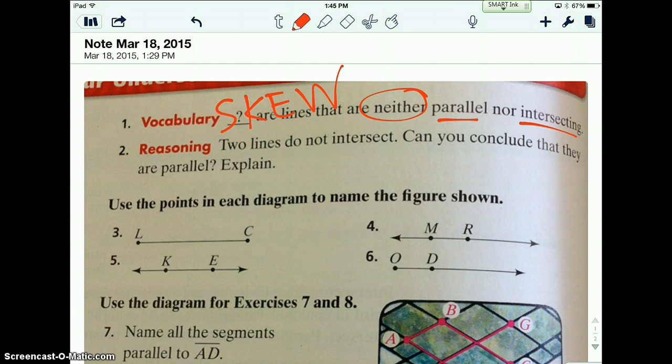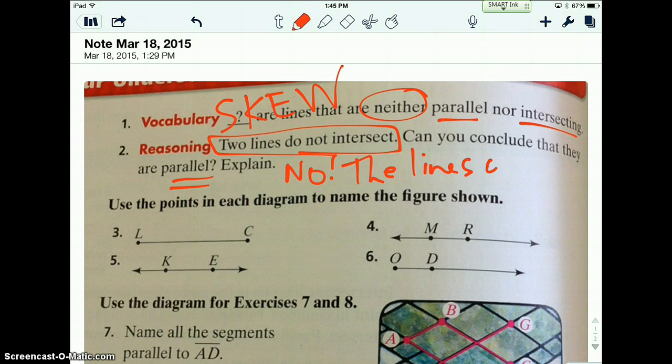Number 2, two lines that do not intersect. They are not going to intersect. Can you conclude that they are parallel? Well, if they don't intersect, then you would think they would have to be parallel. No, it's not true. This is no. So why can I say no? If they're not parallel and they don't intersect, they could be what's known as skew. Skew lines never intersect, yet they are not parallel. So that's a reason why.